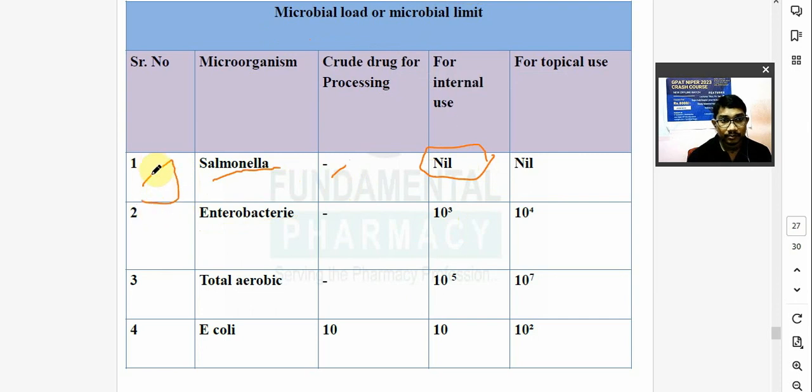If for E. coli, so for crude drug for processing, limit is 10⁻1. Okay. Again for internal use 10⁻1 is limit. Topical use 10⁻2 is the limit. This is the limit for microbial load.